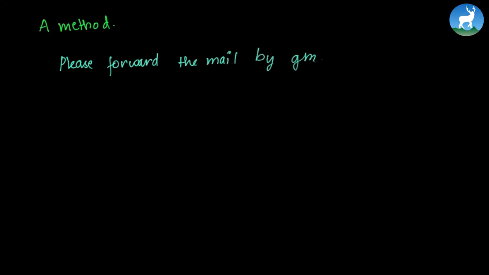We can also use by while describing about a method. For example, you can say, please forward the mail by Gmail. So you're basically saying use Gmail to forward your mail. Please don't use Hotmail. Don't use any other emails. Don't use any other mails, but use Gmail.